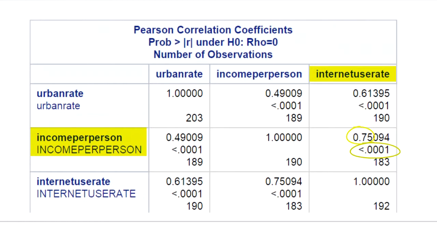Now we can actually interpret the scatterplots and the coefficients together. The association between internet use rate and income is fairly strong, and it's also positive, as the scatterplot had already shown us. The association between internet use rate and urban rate is also positive, but slightly more modest, at 0.61. Both are statistically significant. That is, for both associations, it's highly unlikely that a relationship of this magnitude would be due to chance alone.